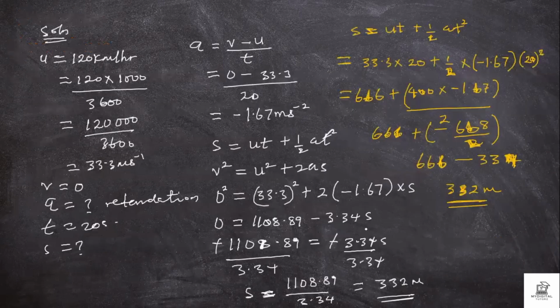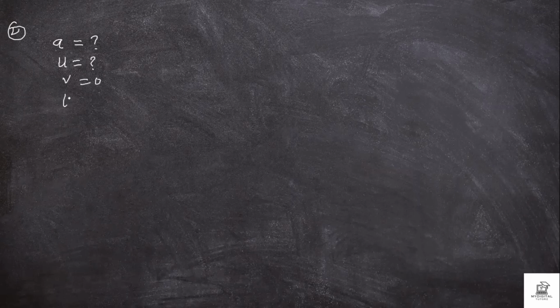So we have A, that is question 2. We have A, the retardation. We don't know its magnitude, and we are looking for the initial velocity. So 2 parameters: V is equal to 0, and t is equal to 5 seconds. So remember that A is equal to final velocity minus initial velocity all over t, right?